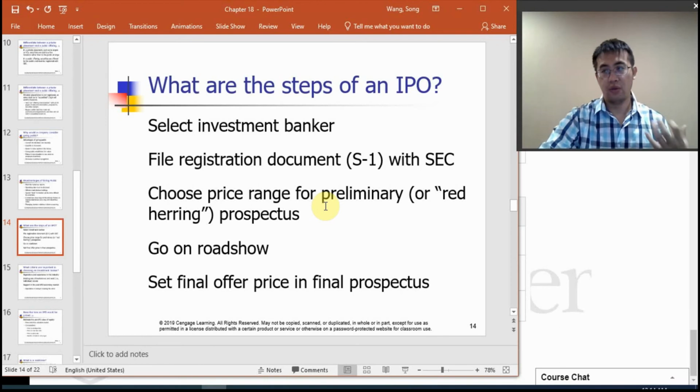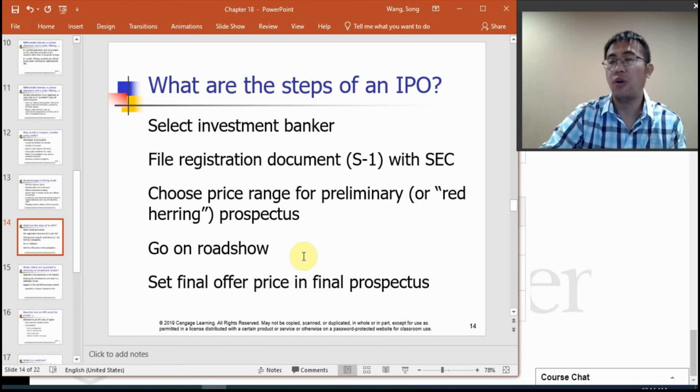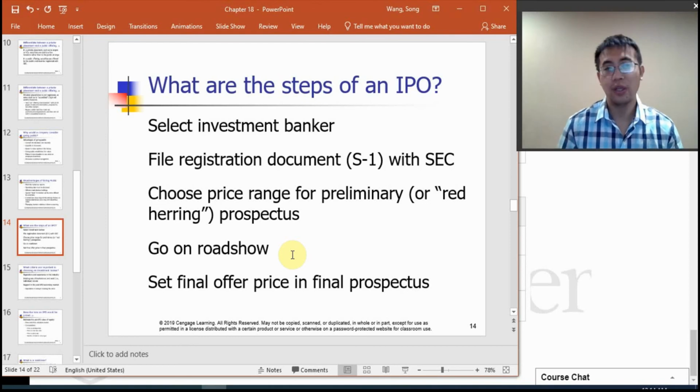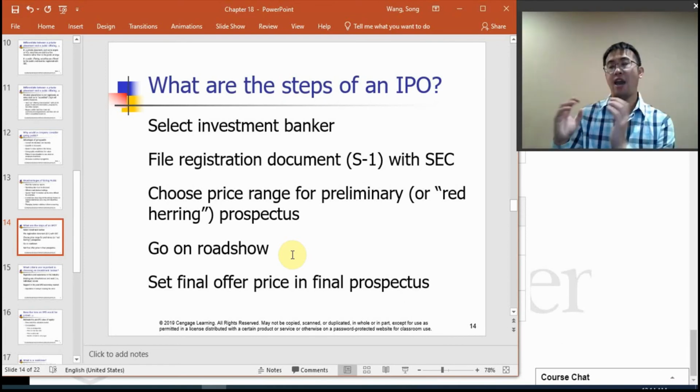You want to have some room for negotiation, and then you go on a roadshow. A roadshow, well, from its name you can see you go around the country, go to different states looking for the big institutional potential buyers to try to sell your stocks hard to them, and you are doing the primary stock market. Okay, this is not secondary, it's the primary.